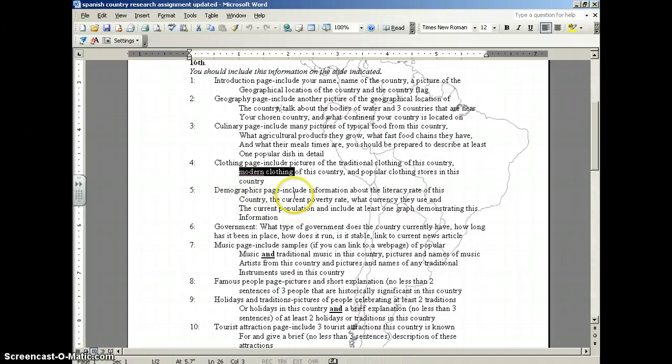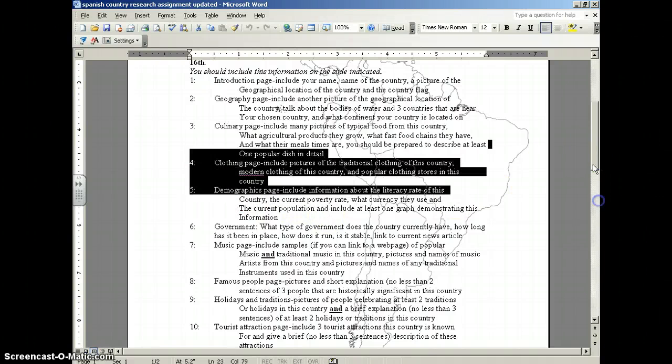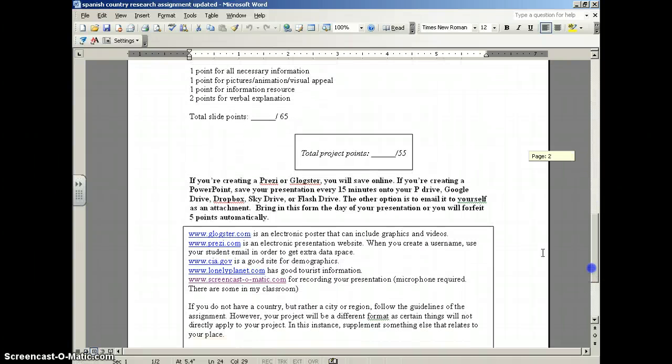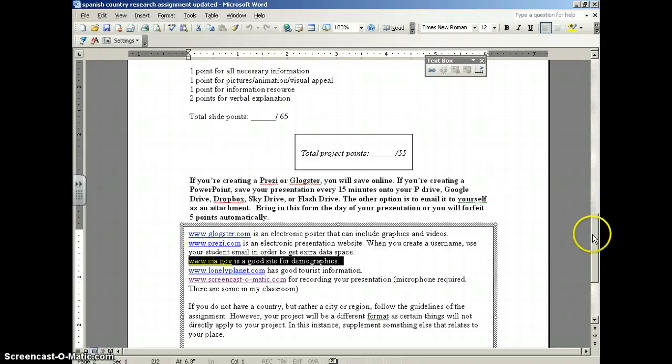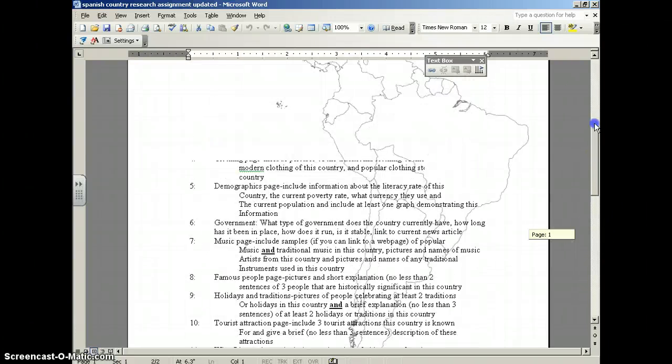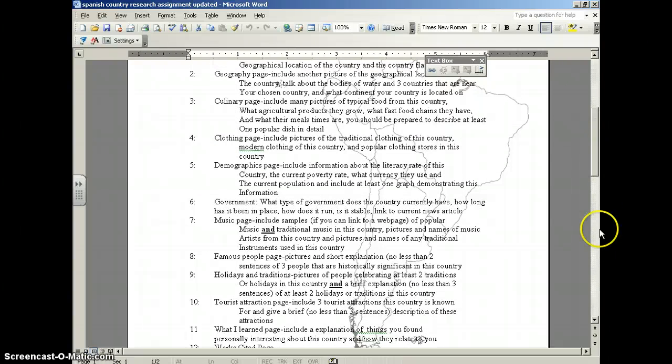Demographics. You are going to want to look at, in all likelihood, this website, CIA.gov. It has a fact sheet for every country, and it has demographics. A demographic is statistics. So as you look at that, that's your poverty rate, how many people are considered poor, literacy rate, how many people can read and write, what currency they use, what's the current population. Include at least one graph as a visual.